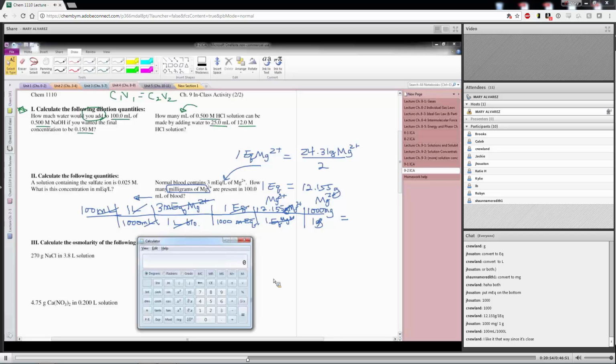So now I can say 100 milliliters divided by 1,000 milliliters in a liter, multiplied by 3 milliequivalents in a liter, divide that by 1,000 milliequivalents in 1 equivalent, multiply that by 12.155 grams in 1 equivalent, and multiply that by 1,000 milligrams in a gram, and I should get that 100 milliliters of blood contains 3.65 milligrams of magnesium.